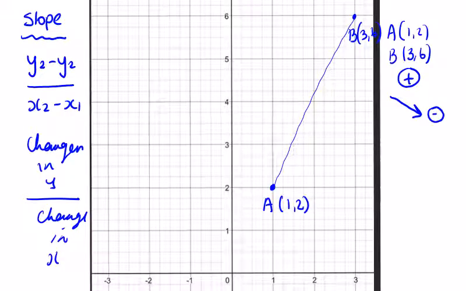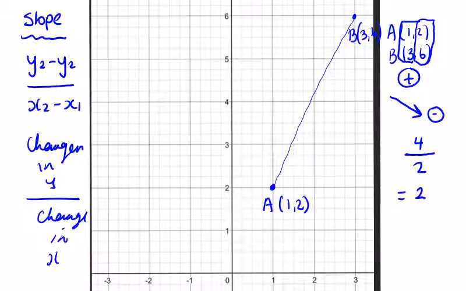So if we think about the change in y over the change in x, what's the slope of this line? Now, what does y change by? I've got a 6 and a 2. The difference between those two numbers is 4. And the difference between the 1 and the 3, the x parts, is 2. So the slope of this line is 4 divided by 2, which is 2.